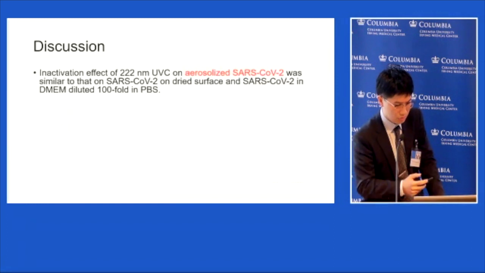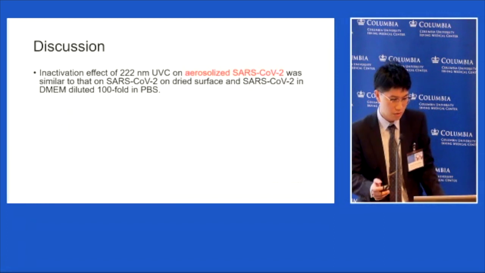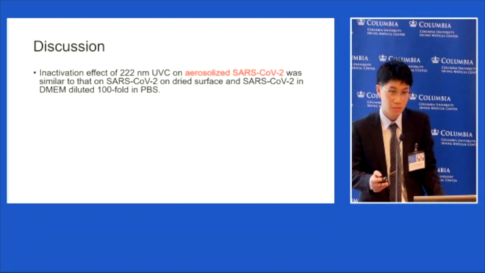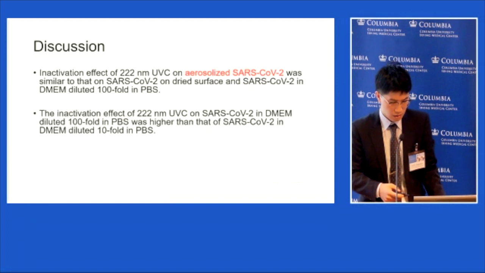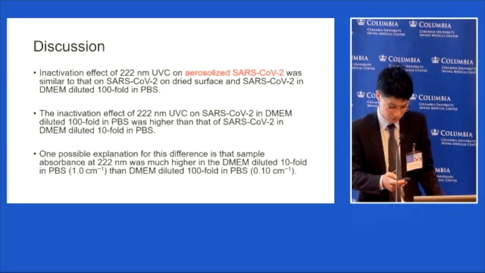Discussion. The inactivation effect of 222 nanometer UVC on aerosolized SARS-CoV-2 was similar to that on SARS-CoV-2 on a dry surface and SARS-CoV-2 in DMEM diluted 10-fold in PBS. And the inactivation effect on SARS-CoV-2 in DMEM diluted 100-fold in PBS was higher than that of the 10-fold dilution. One possible explanation for this difference is the sample absorbance of the 222 nanometer UVC.